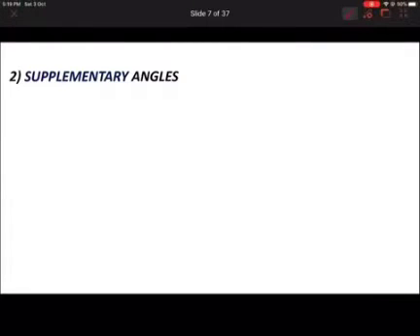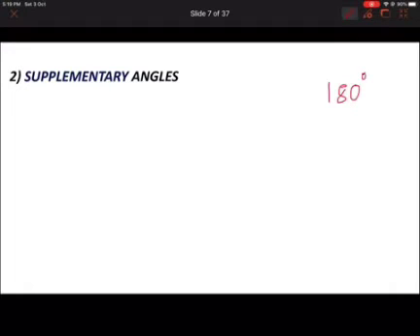Now let us see what the next pair of angles are. Now you have learned what complementary angles are. The next pair of angles is called supplementary angles. That means we are talking about two angles which are supplementary. But what do we mean by supplementary? Let us see. Two angles are called supplementary if their sum adds up to 180 degrees.